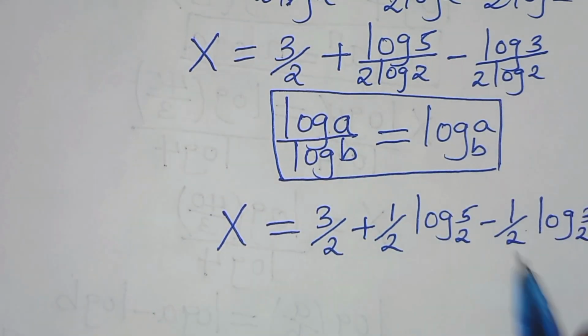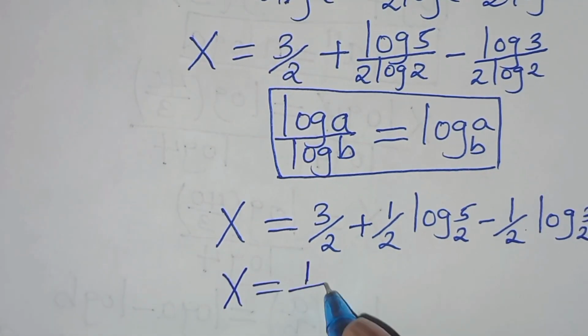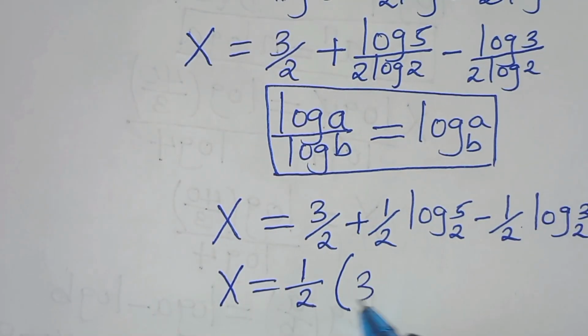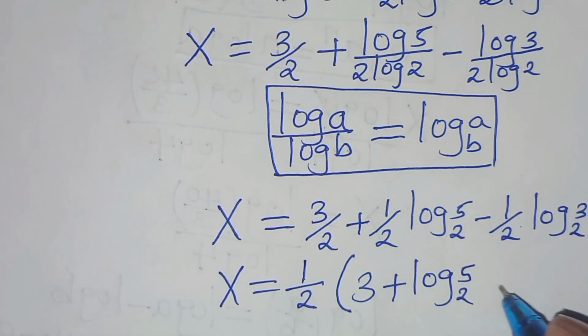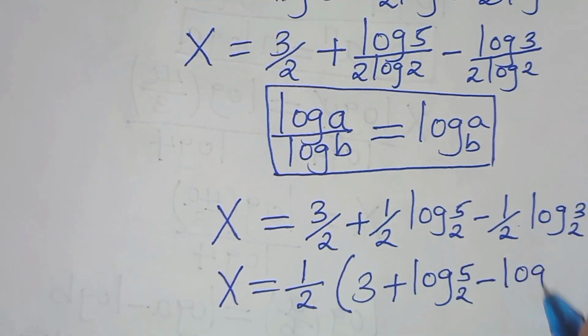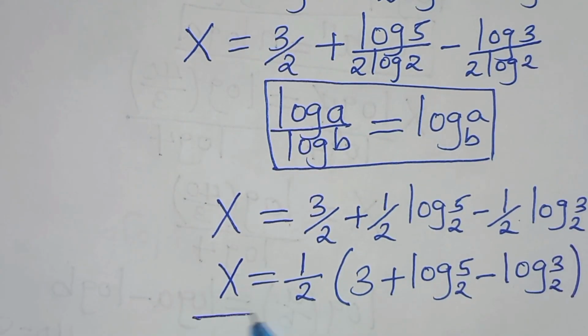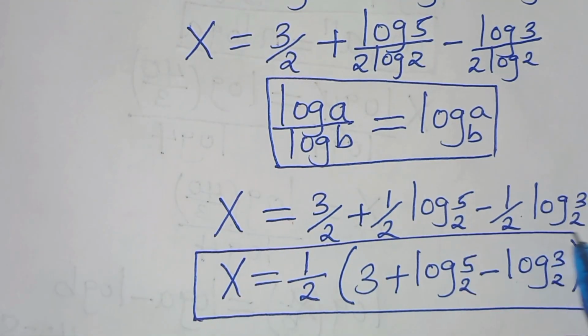Now, since a half is common here, we can factor out a half so that we have a half into the parentheses 3 plus log 5 to base 2 subtract log 3 to base 2. So this is the value of x.